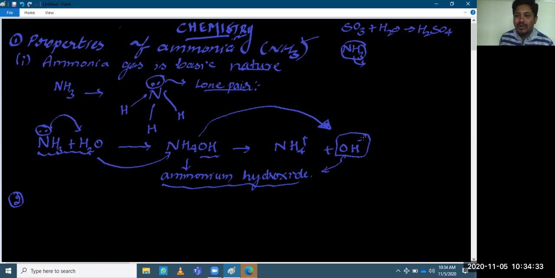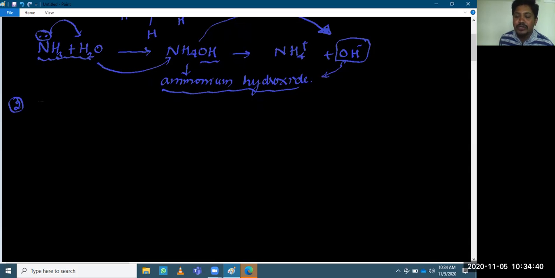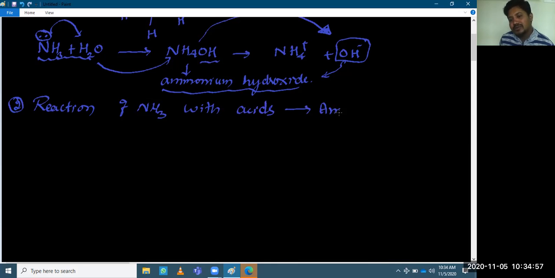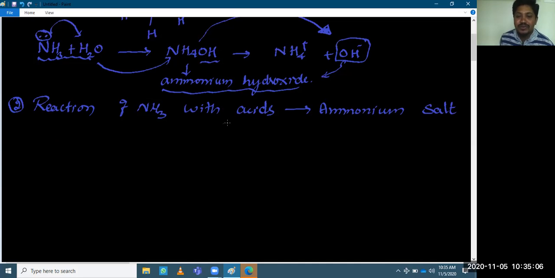Now, the next property. You should remember that ammonia reacts with a few acids to produce ammonium salts. Reaction of ammonia, NH3, with acids to produce ammonium salts. What salts do we get when ammonia reacts with acids?